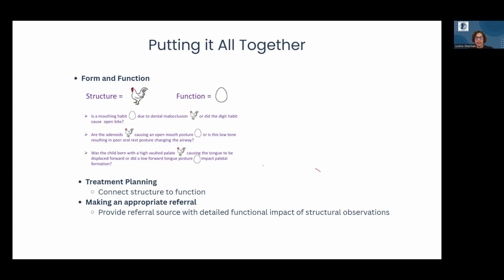So structure and function influence each other constantly. Sometimes structure drives function, and sometimes function reshapes structure over time. So this is that chicken and egg relationship, and we have to assess both. So how this changes your referrals.